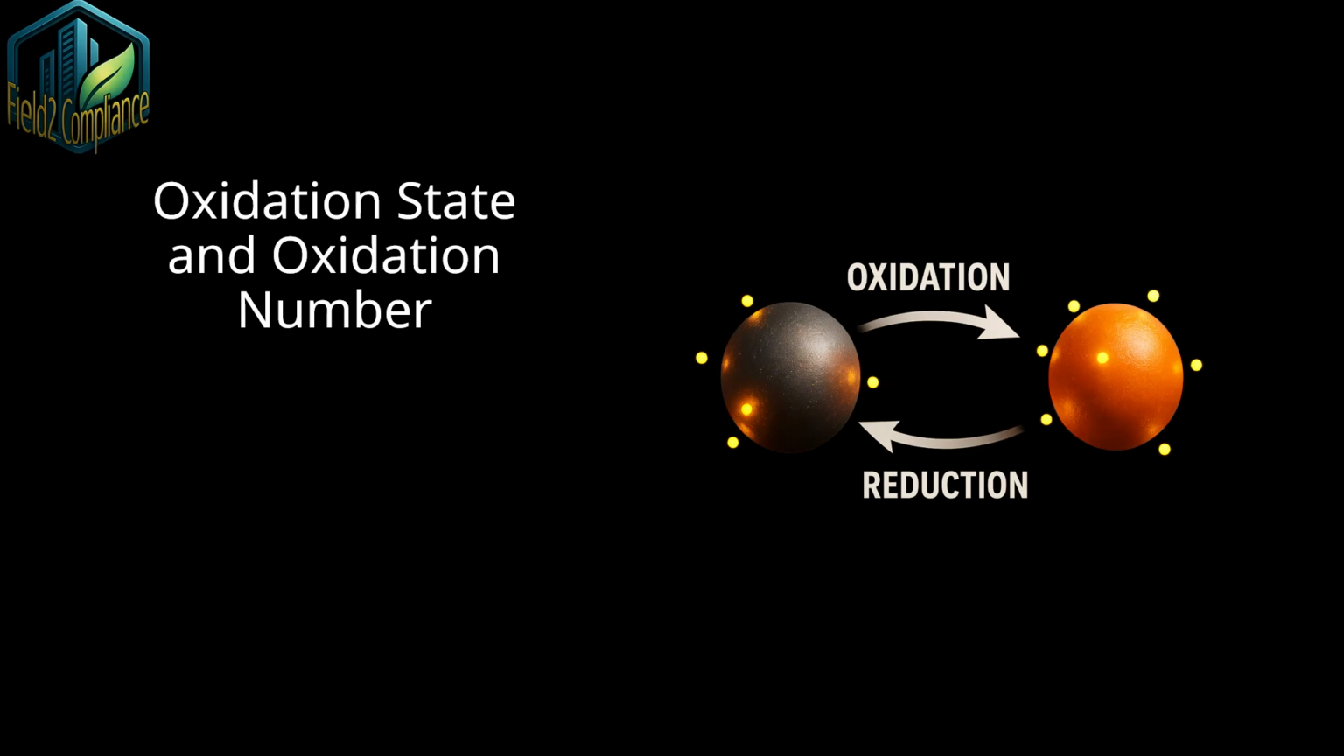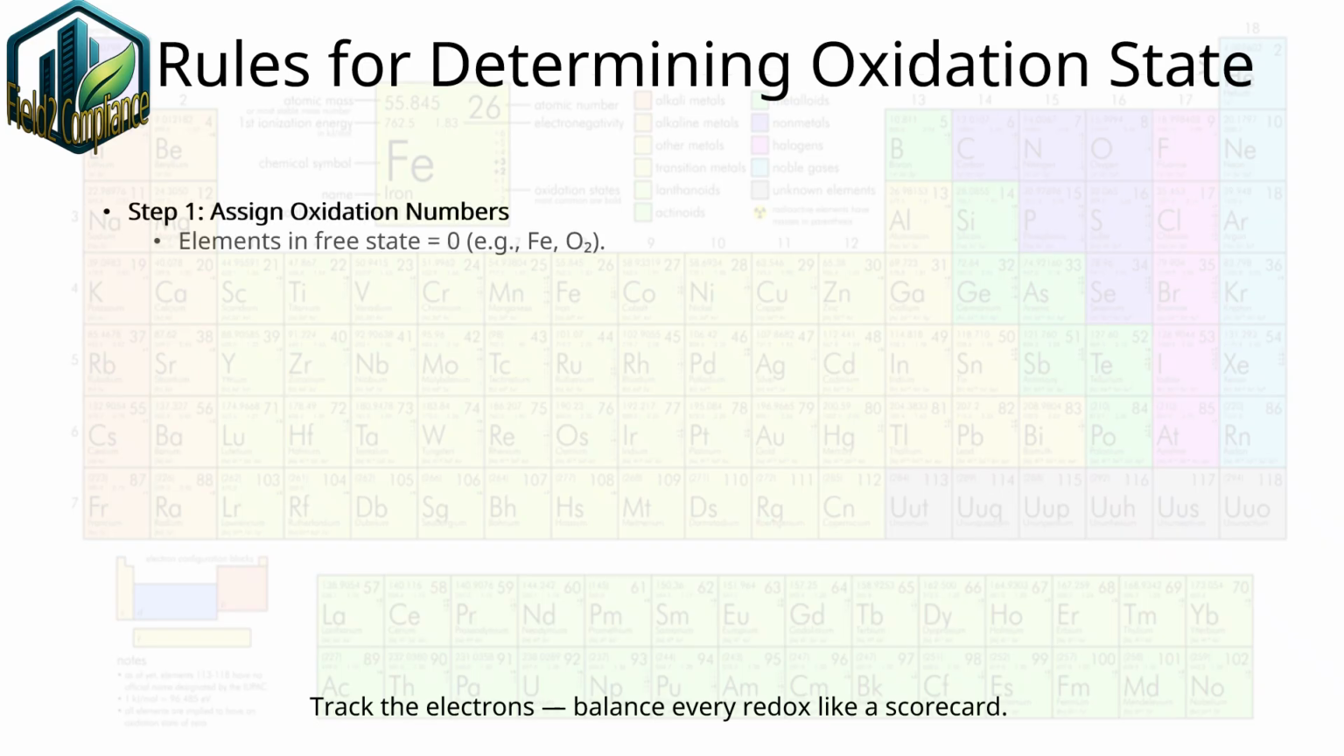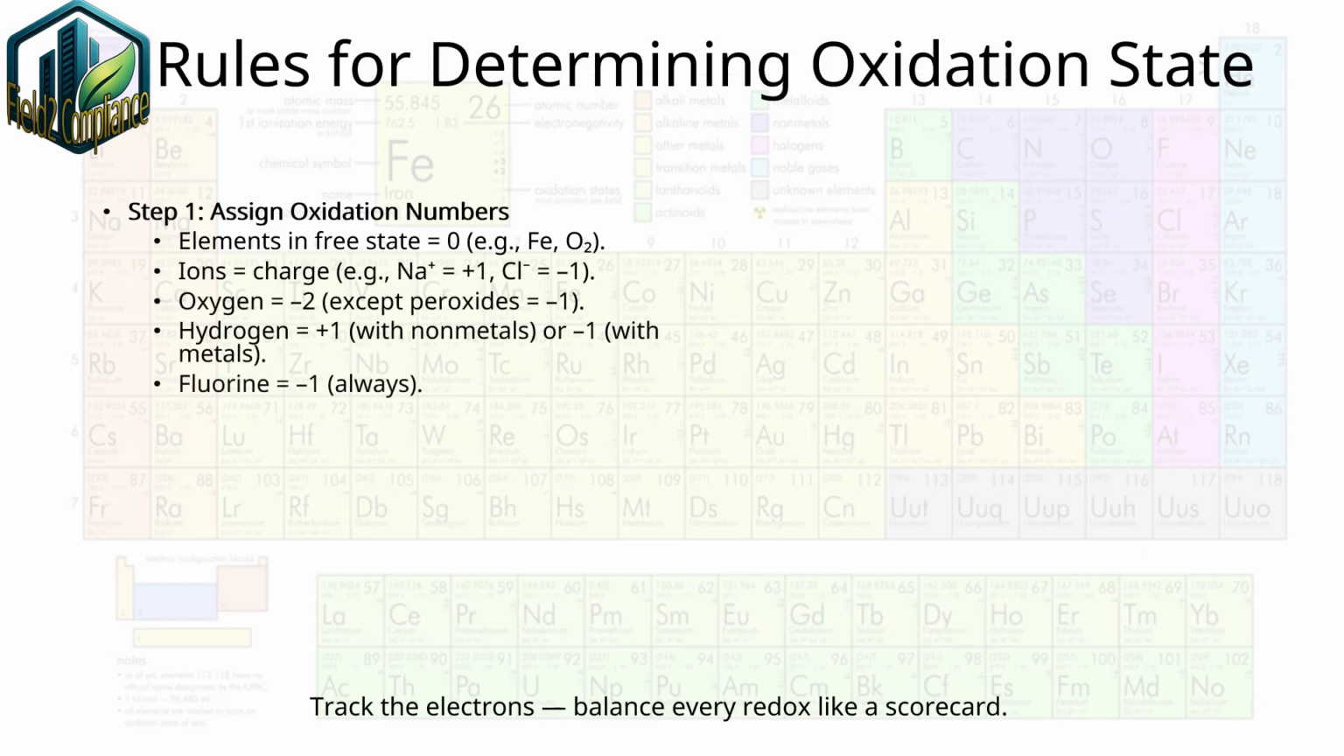When iron rusts, when copper tarnishes, it's oxidation state that tells the story. Tracking these numbers lets us follow electrons like footprints through every reaction. Oxidation numbers aren't just theory, they're the keys to balancing redox reactions.